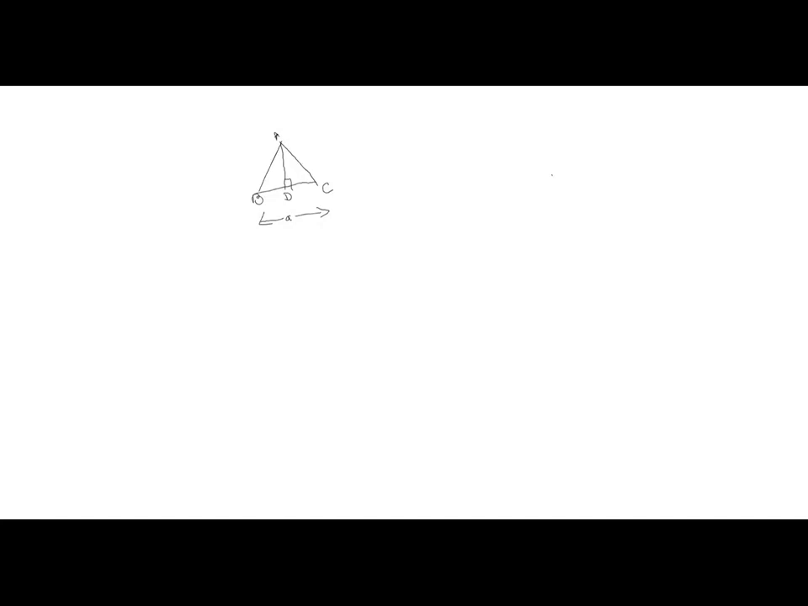AC is small letter b, because it is opposite the angle B. What about AD square plus BC square? It is equal to AC square. Correct.